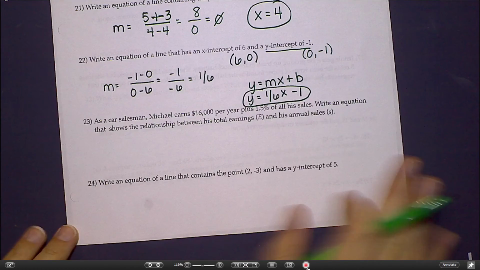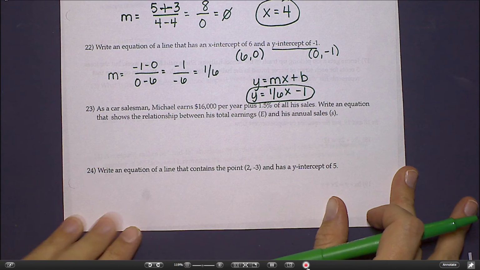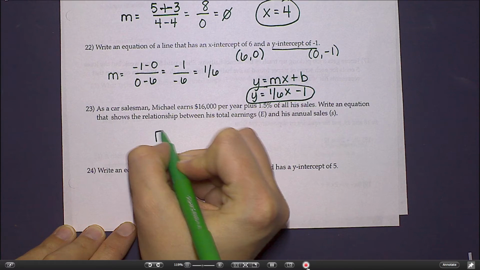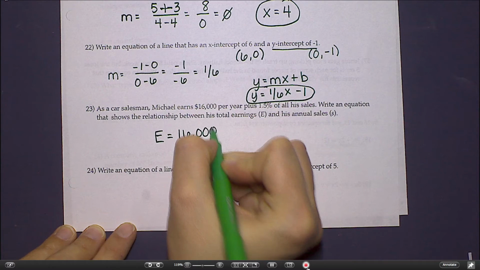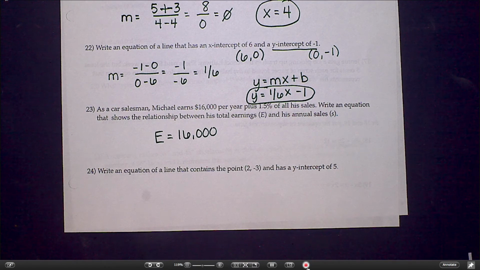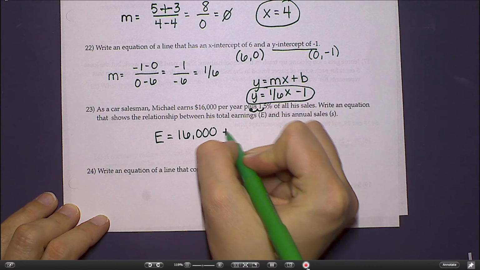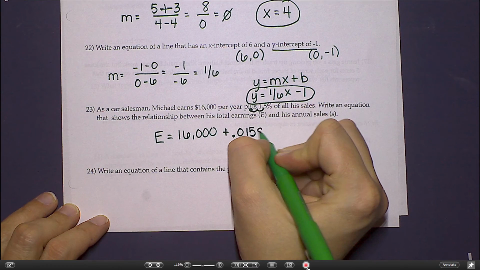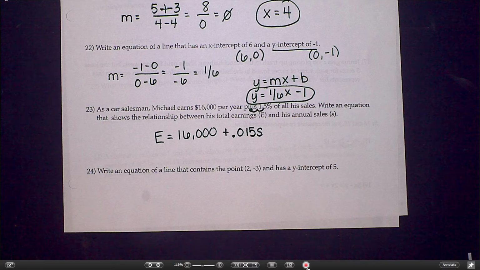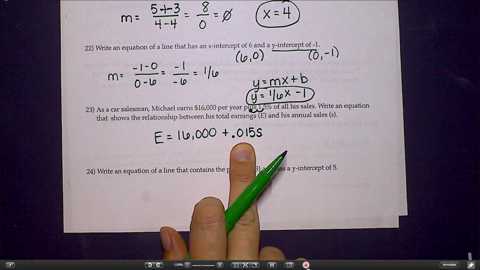So we're looking at his total earnings based on his sales. This is kind of like the commission problem we were talking about. So his total earnings, which I'm going to call E, starts at $16,000, and then he's earning an additional 1.5%. Now be careful, for 1.5%, we're going to have to turn that into a decimal by moving the decimal point twice. So that would be 0.015. So that's 1.5% of all of his sales. That's the equation I'm looking for. We're starting at 16,000 and we're adding 1.5% of his sales.